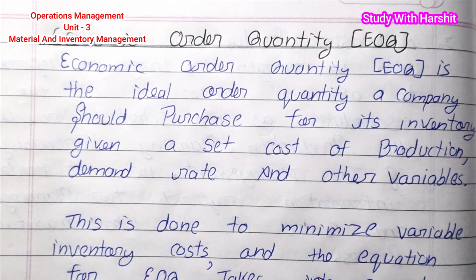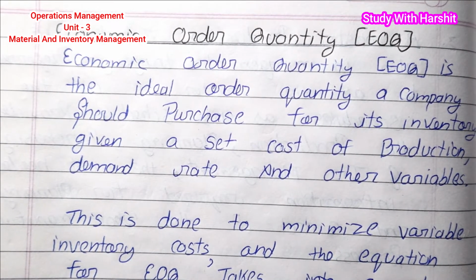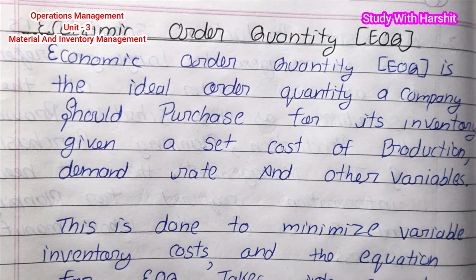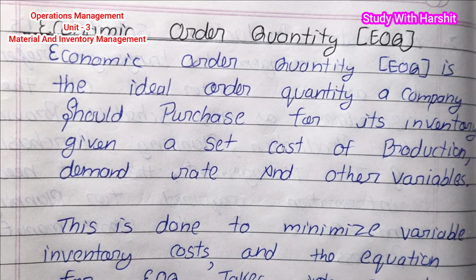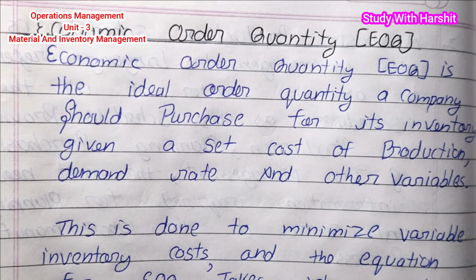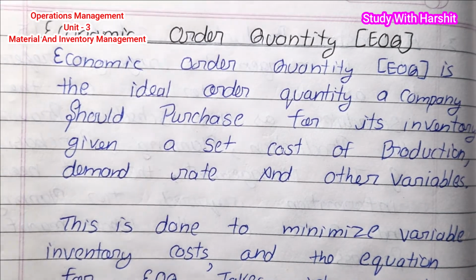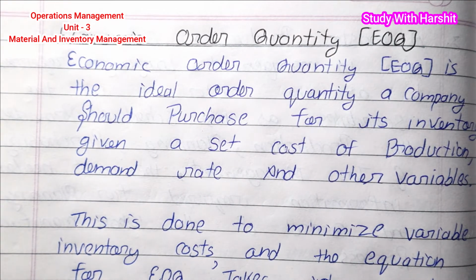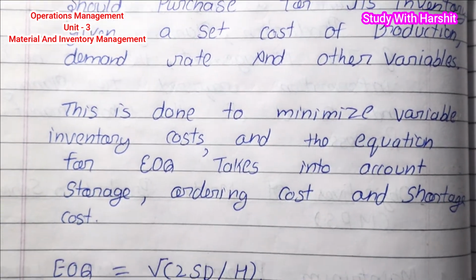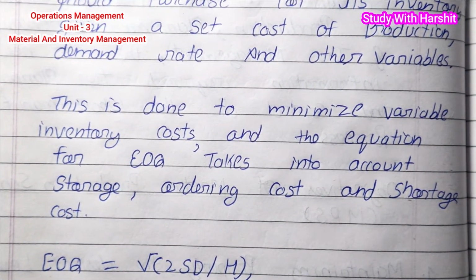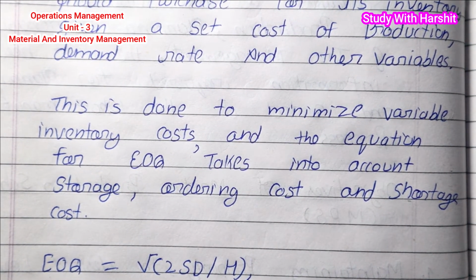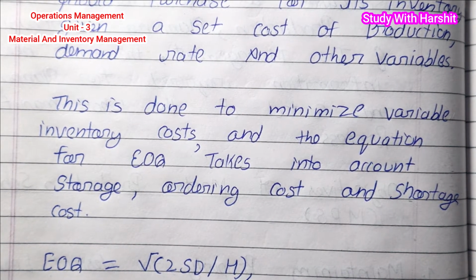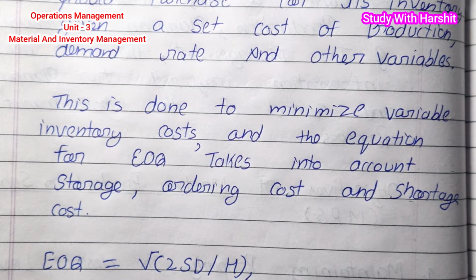Economic order quantity, EOQ. Economic order quantity is the ideal order quantity a company should purchase for its inventory given a set cost of production, demand, and other variables. This is done to minimize variable inventory cost and the equation for EOQ takes into account storage and ordering cost.